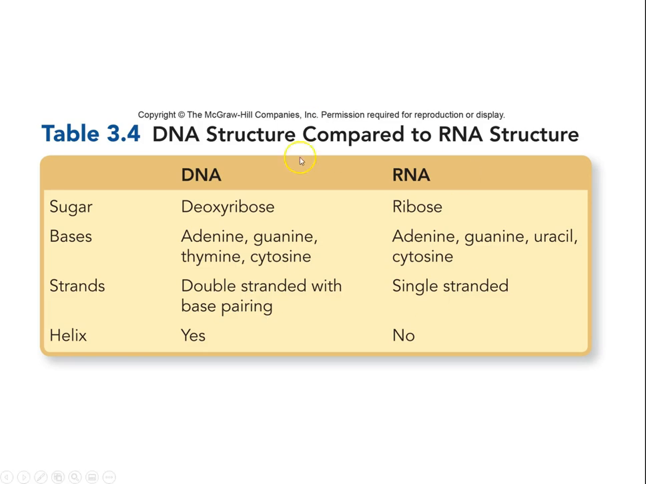All right, and so just to compare DNA versus RNA, I probably said all of these already. In DNA, the sugar that forms that sugar phosphate backbone is deoxyribose. In RNA, it's ribose. Then the bases that make up DNA and the bases that make up RNA. DNA is double-stranded, RNA is single-stranded. DNA forms a helix, RNA does not.